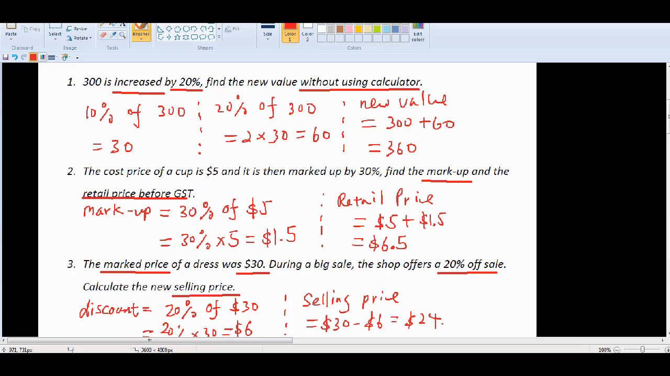So the new value would be the original value, which is 300, plus the increase, which is 60. So 360.